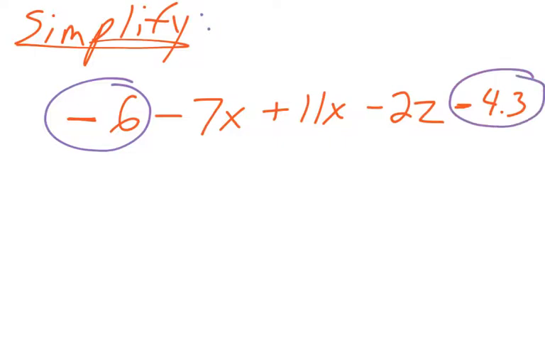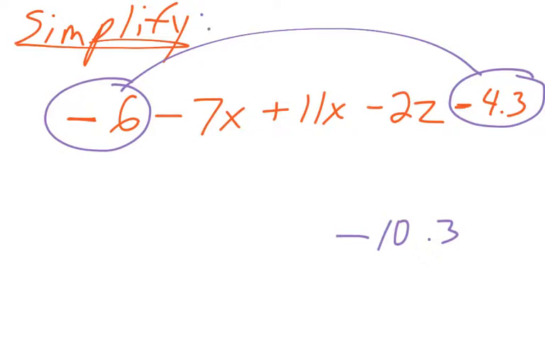It doesn't matter if that's a decimal and that's an integer. We could always make that a decimal, right? Negative 6.0. But these are constants, or just plain numbers. So we can add those together. Negative 6 plus negative 4.3 is negative 10.3. If you need to, you can set that up vertically, but it's a pretty easy one for most people.